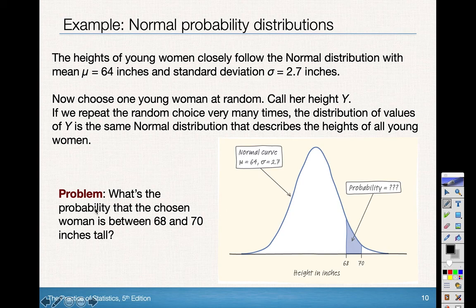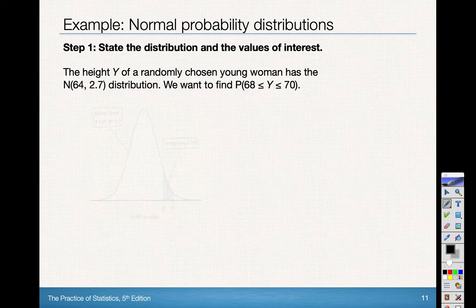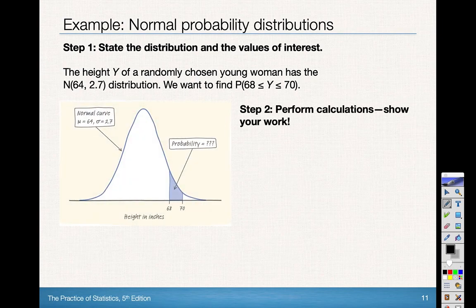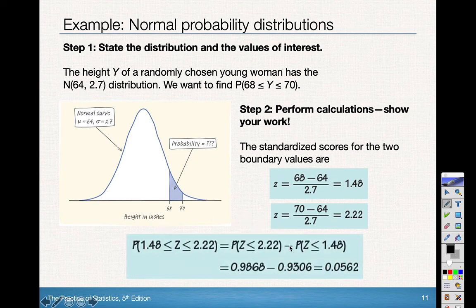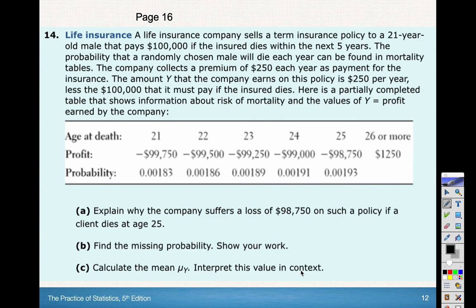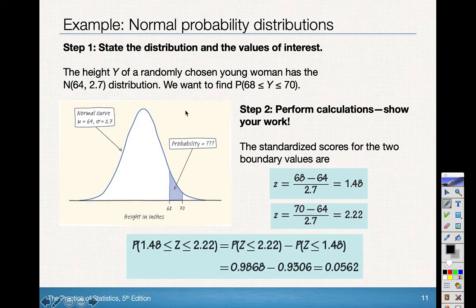So what is the probability a chosen woman is 68 to 70 inches? Think for yourself right now. I have a 68, I have a 70, I have a mean, I have a standard deviation. What will you use to calculate this probability? Area under the curve, normal CDF. So if you wanted to use a Z table, you would find the lower Z score, the upper Z score, go to the Z table, and find the two values, or we can use normal CDF. I'll show you on the calculator.